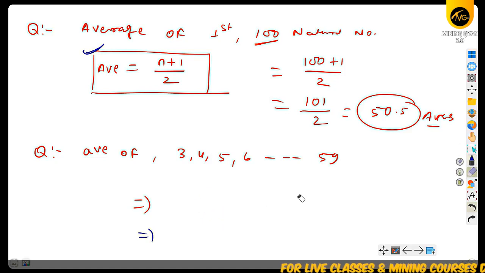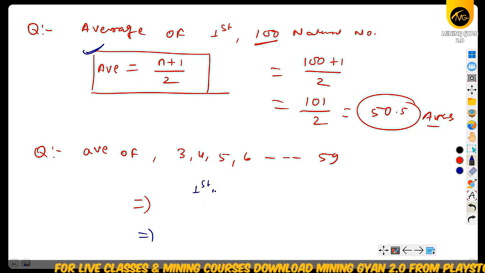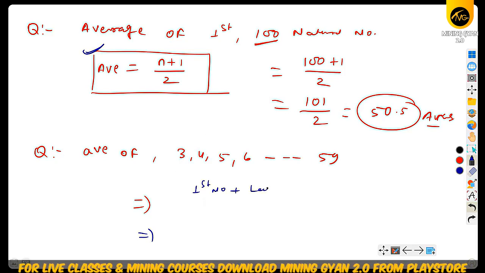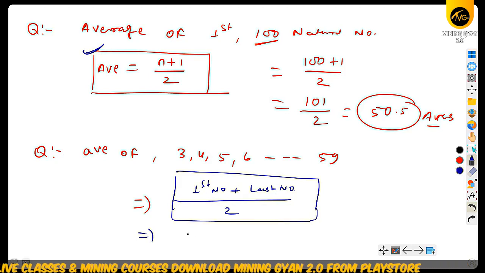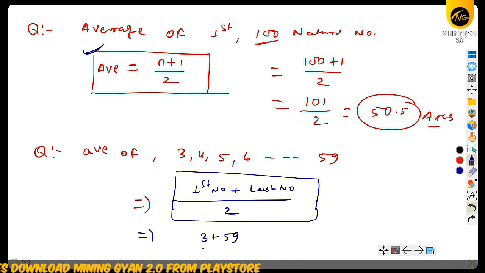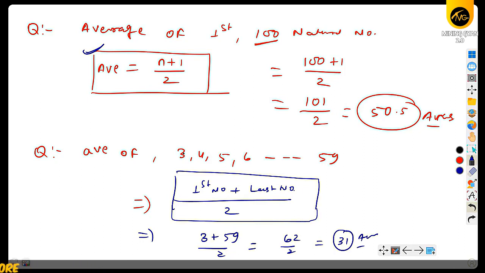Just modify this basic formula, that will be n plus 1. So in this case we have the first number plus last number, divided by 2. So this is the second formula, you can say first number plus last number divided by 2. So what is the first number? 3, and last number is 59, and divided by 2. 62 divided by 2 will be 31. So this is the average of these numbers from 3 to 59.